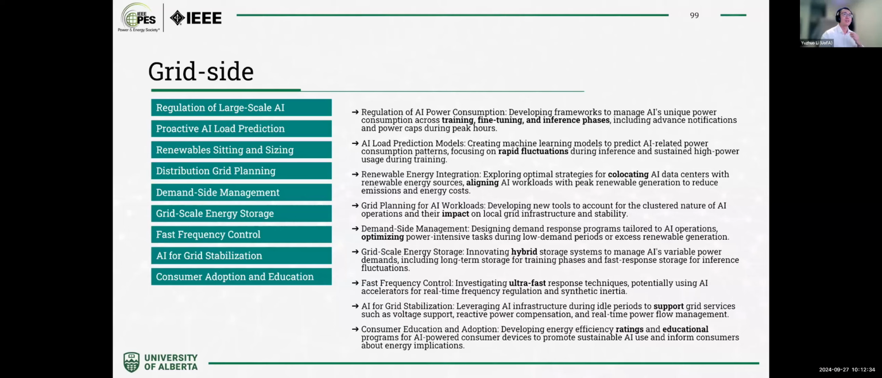And also fast frequency control. This is related to the power transient, which will probably introduce frequency deviation, so fast frequency control needs to be there. And also AI is very fast and can be programmed as a supporting load. So probably people can even leverage AI to stabilize the grid. And also customer adoption and education.